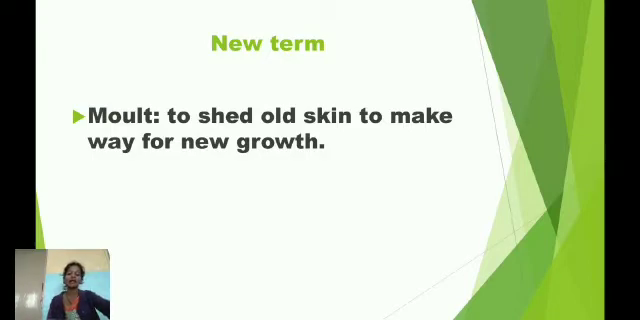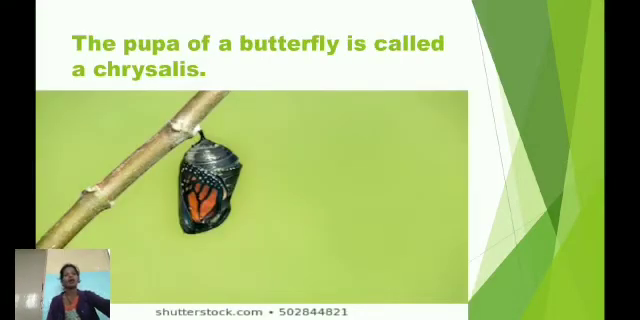Just before the last molt, the caterpillar weaves a button of a silken thread on a stalk or a leaf and hangs itself from it. When it molts, this time it forms a pupa, which is the next stage of its growth. The pupa of a butterfly is called a chrysalis. Here you can see the image of a chrysalis.